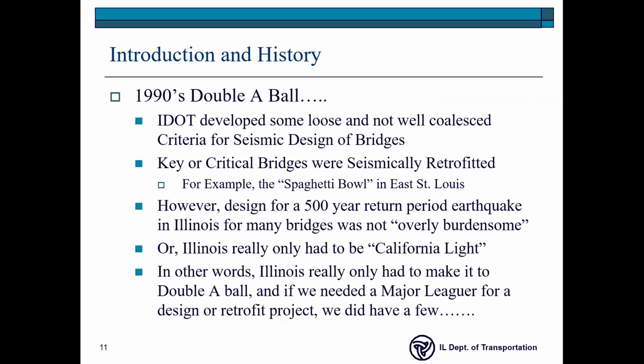So now if we move into the 1990s, as the guide specs became the code, Illinois was kind of like, well, I guess we need to do something. We need to come up with some criteria of our own based upon the code, an interpretation of the law of how we're going to implement it. And to be truthful, Illinois didn't really do that great of a job in the 1990s. We were kind of loose, with what I'd call not coalesced criteria.